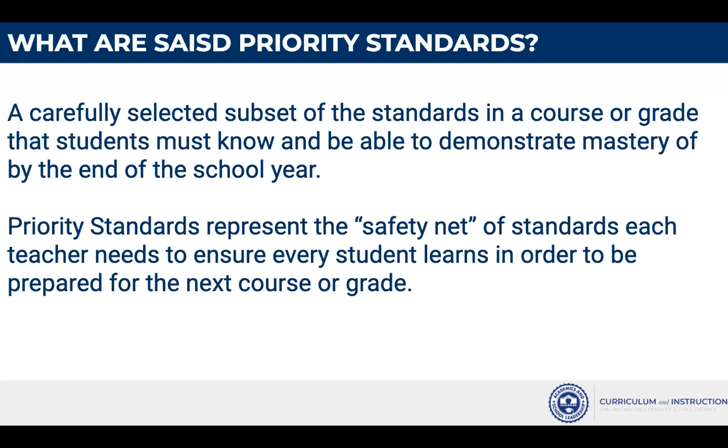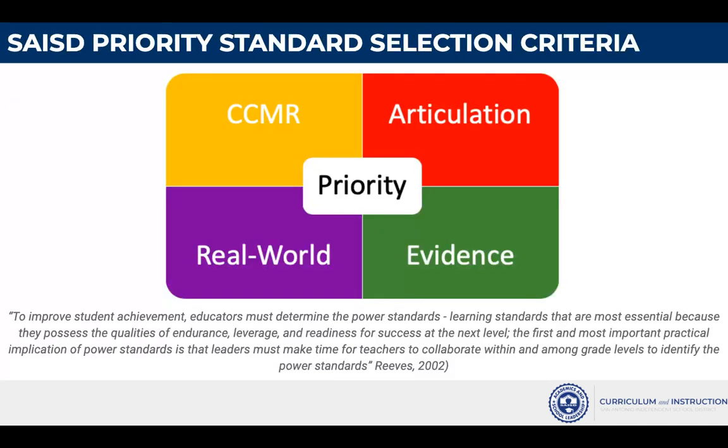Our SAISD priority standards are a subset of the standards, approximately 1/3 for each course, and they represent the non-negotiable floor that all students should have access to and know deeply to be prepared for the next level of learning. Our process for identifying priority standards is called CARE. The C stands for CCMR, in which we look at what are our expectations for students as they graduate from a pre-K-12 system, and are they going to be ready for the next level?